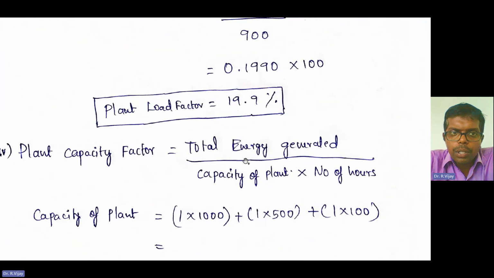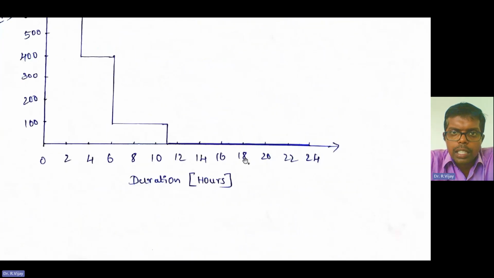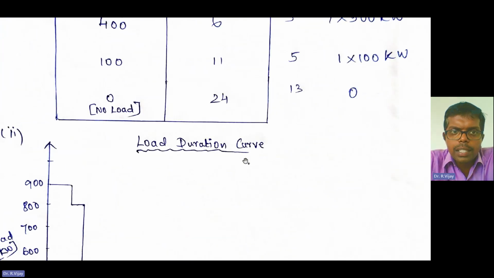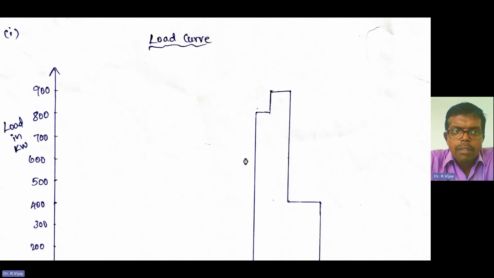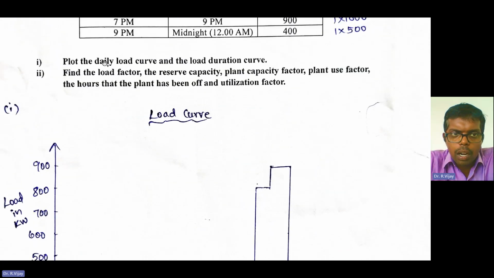So this is how you need to solve the problem. In this problem, almost all things were solved in one problem itself. First, we plotted a load curve, the load duration curve. Next we calculated load factor, plant load factor, then reserve capacity, then plant capacity factor, plant use factor. Next, the number of operating hours that the plant is off. Next is utilization factor.